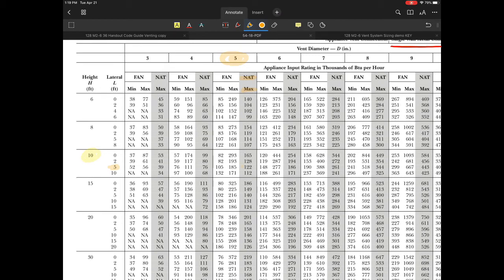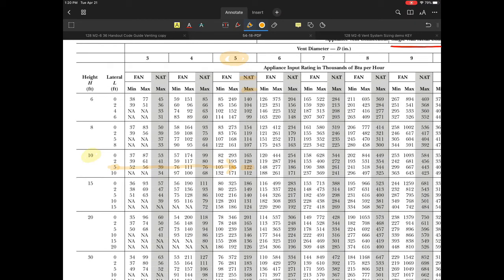As I can see here, the row for a 5-foot lateral, if I go all the way down to the natural max column, identifies in that row a capacity of 122,000 BTUs. So it could handle an appliance that is up to 122,000 BTUs of capacity within a 5-inch B-vent system with a 5-inch single wall vent connector, using the 10-foot high system and a lateral of 5 feet.